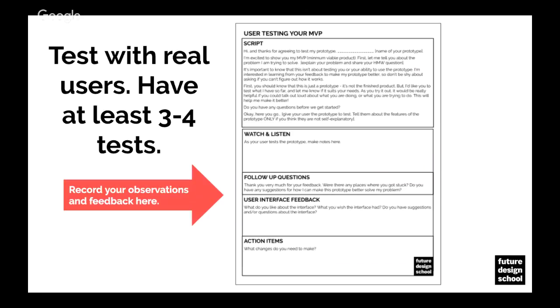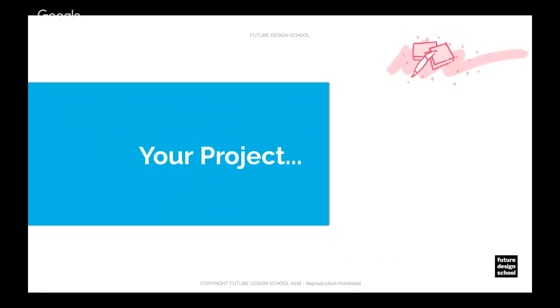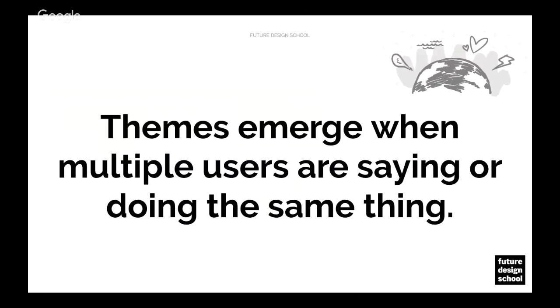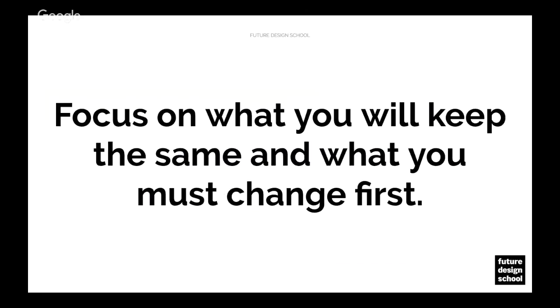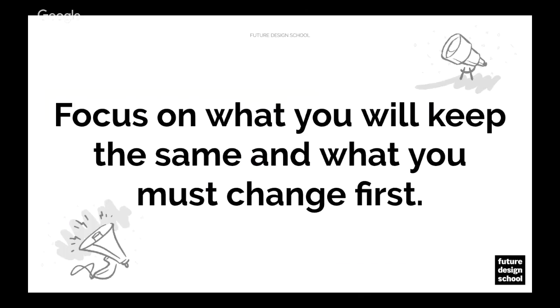With students, we want to have them test with at least 3 to 4 users to make sure that they are really getting some rich and varied feedback. So thinking back to your project here, when we get feedback from our users, themes start to emerge when multiple users are saying or doing the same thing. Now this might be a little bit different depending on how many you have the opportunity to connect with, but you want to think about what your users are saying and some of those key themes that keep cropping up. So you want to think about what you're going to keep and what you also must change first.